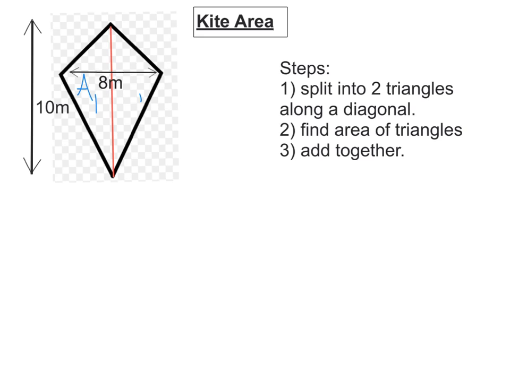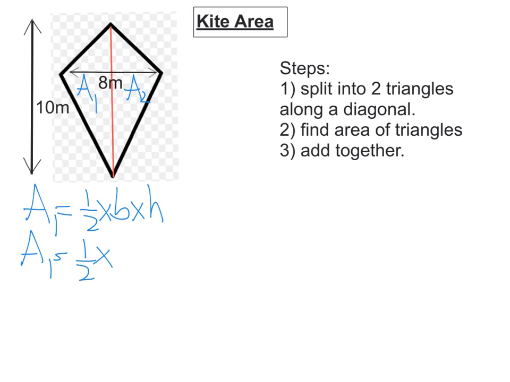So there's A1 and there's A2. So A1 is going to be half times base times height. Well, let's work this through. So a half, put the numbers in, the base of A1, well that is the red line, which is 10 meters long, times the height of the triangle. Well, as we split it exactly in half, it's got to be half of 8, so that's going to be 4. So the area of this is 20 meters squared.